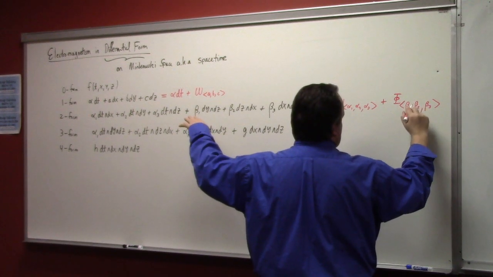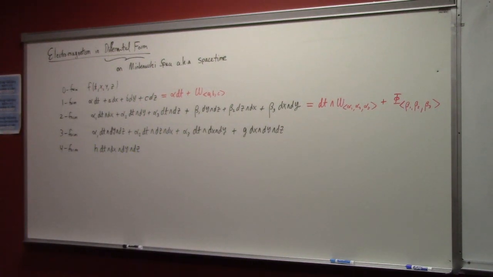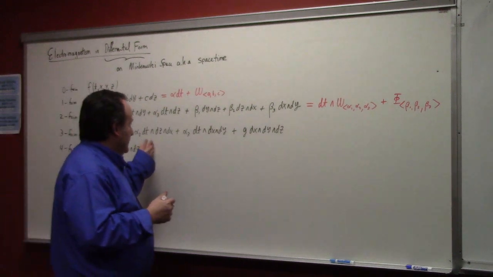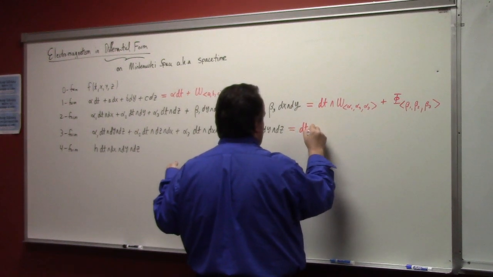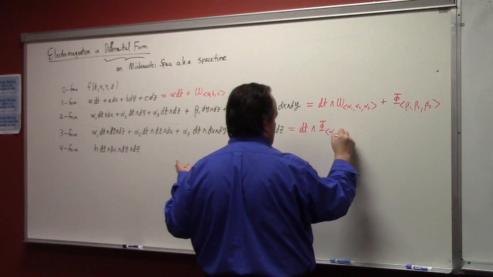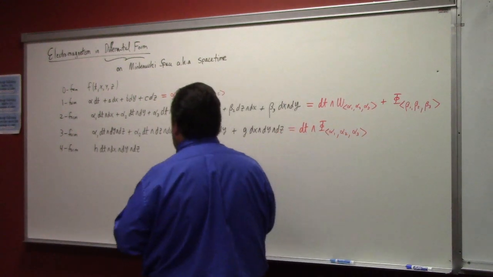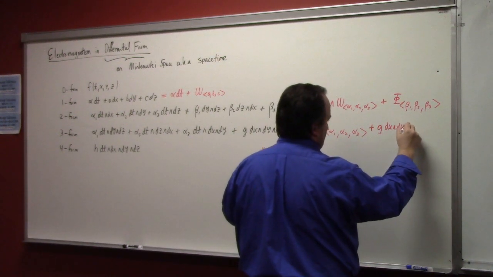Now be careful. It's the component functions here. They're not like our component functions in R3, which are just functions of x, y, and z. The component functions here are in principle functions of x, y, z, and t. There could be a time dependence. And for this one, you can pull the dt out, and basically you get dt wedge the flux form of the vector field alpha 1, alpha 2, alpha 3, and then plus g times dx wedge dy wedge dz. All right, great.